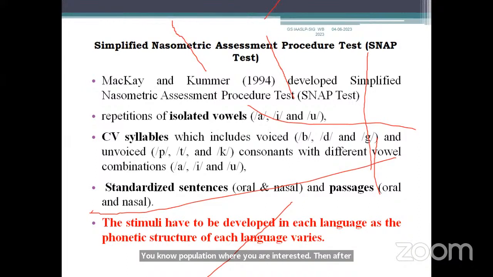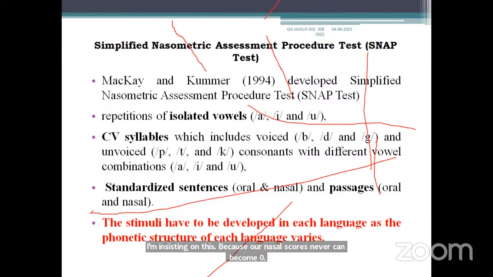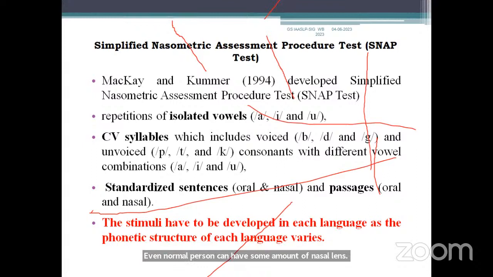Why am I insisting on this? Because our nasalance scores can never become 0. Even a normal person can have some amount of nasalance. That's why we need to establish normative values. The nasalance score can never be 0. Either it is hypernasality or hyponasality, it will never come to 0, even for normal. So we need to have a normative value for whichever language we are interested in.